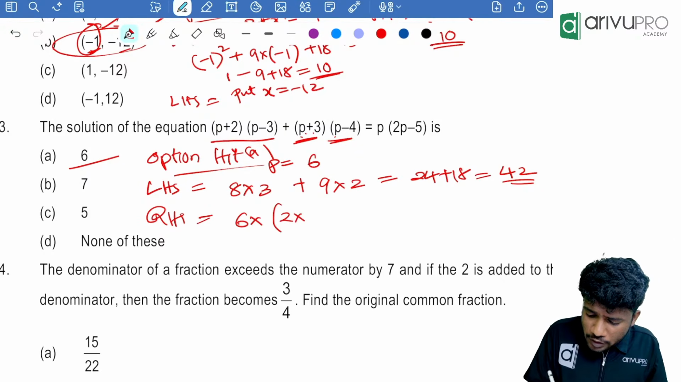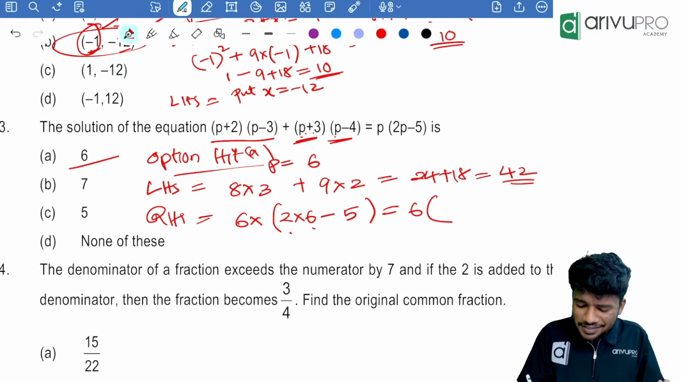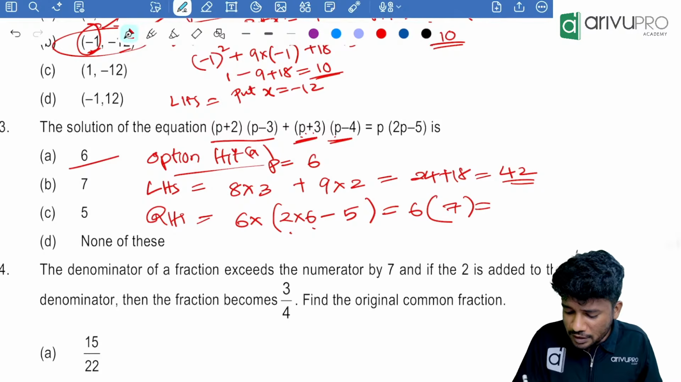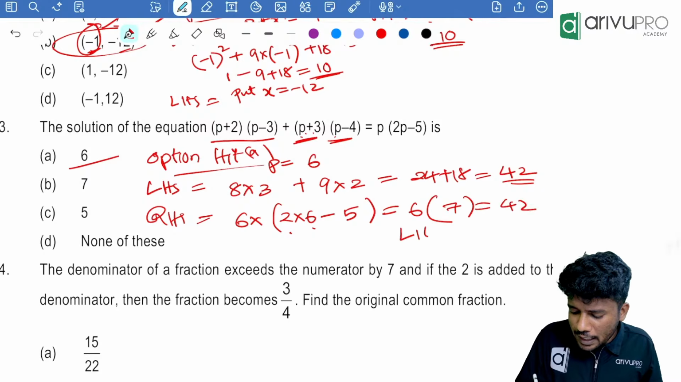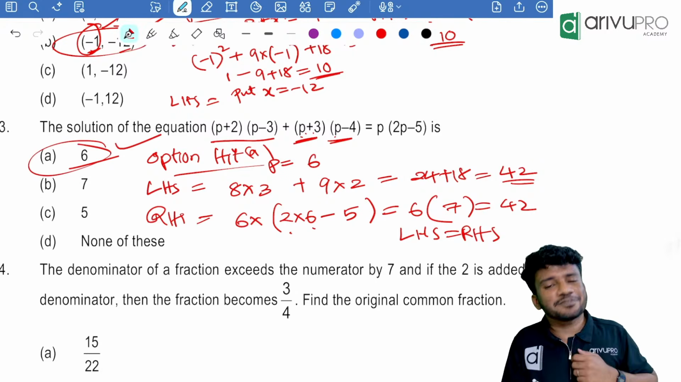6 into 2 into 6 minus 5, which is equal to how much? 6 into 12 minus 5 is how much? 7, which is nothing but 6 into 7, 42. LHS is equal to RHS with which option, people? With option A itself, which is possible.